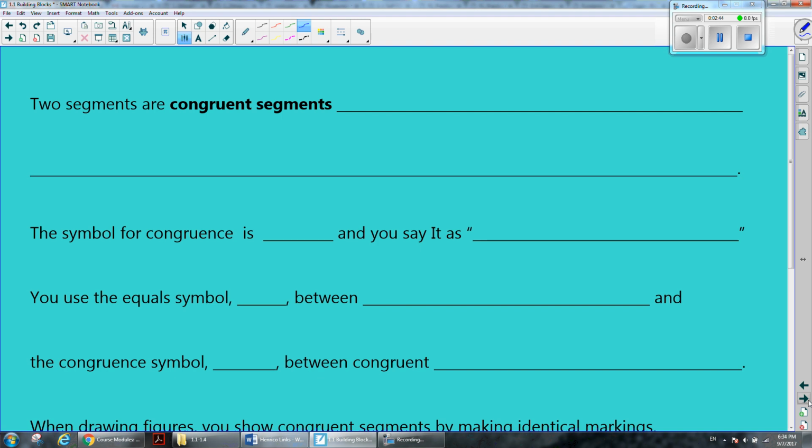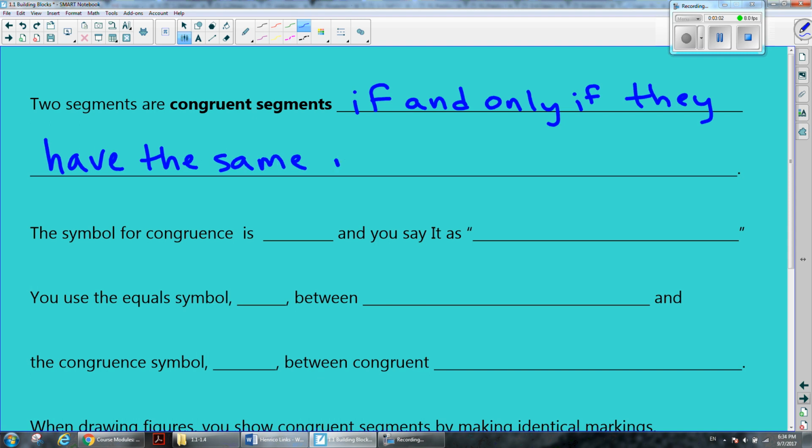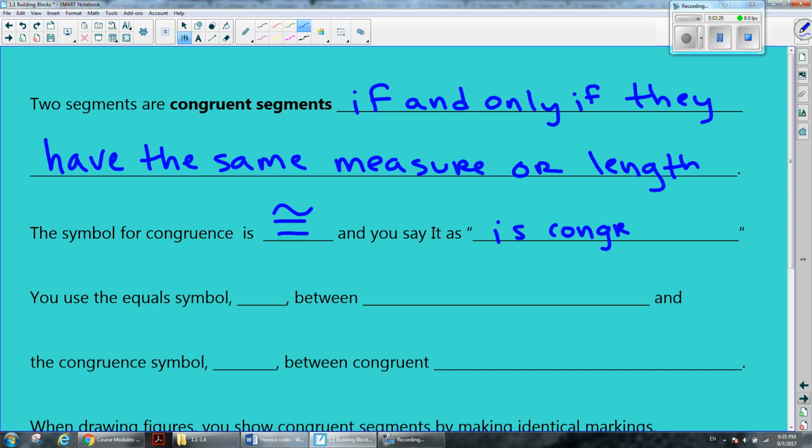Two segments are congruent segments if and only if they have the same measure or length. We have a new symbol for congruence. It looks like an equal sign with a little squiggle on top. And if you see that symbol, we read it as "is congruent to."